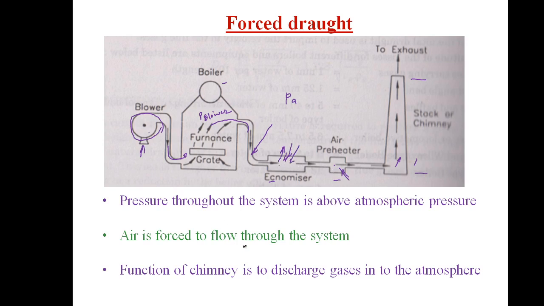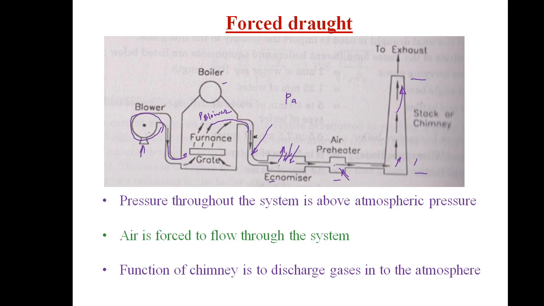Air is forced through the system, and the function of the chimney is just to discharge gases into the atmosphere. The chimney is just a means to exhaust gases at a higher altitude in order to protect the people, or occupants, in that area from pollution. So the chimney is used just to exhaust gases at higher altitude.